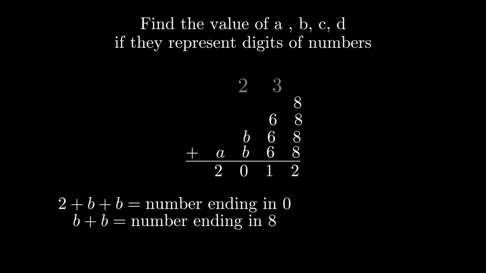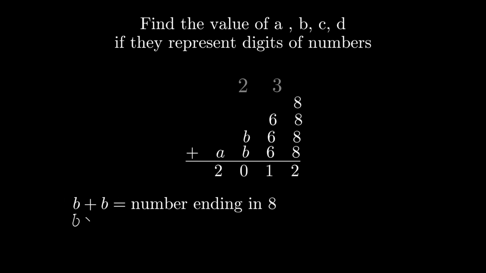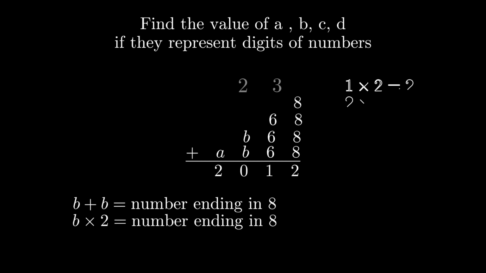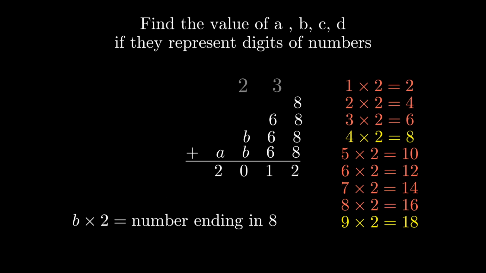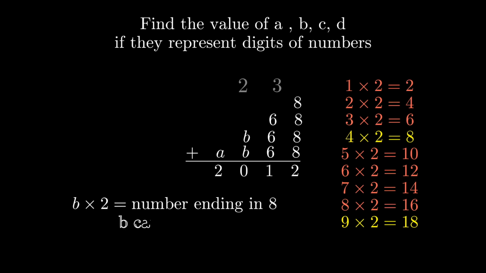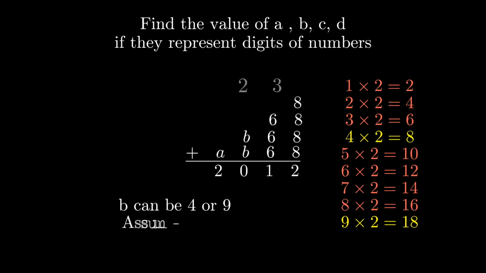Find B such that 2 times B equals 8. Two plus 2 times 4 is 10, write 0 in hundreds place and carry over 1 to thousands place.